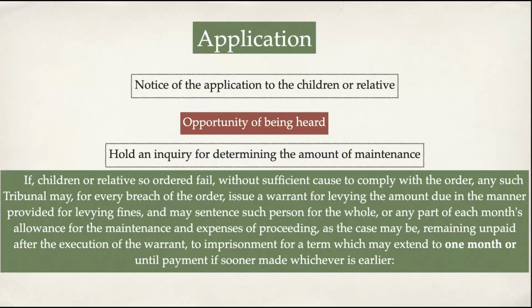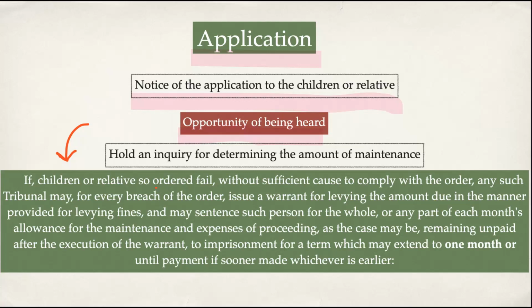Quickly moving forward, the next aspect is: once the application is made, what happens then? In case an application has been duly made under section 5, a notice of the application is given to the children or the relative against whom the application is made. So let's say a person A makes an application against his child B. B will be given notice of the application, B will be given an opportunity of being heard, and then there will be an inquiry held for determining the amount of maintenance.